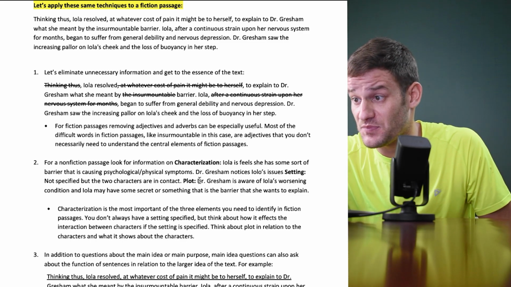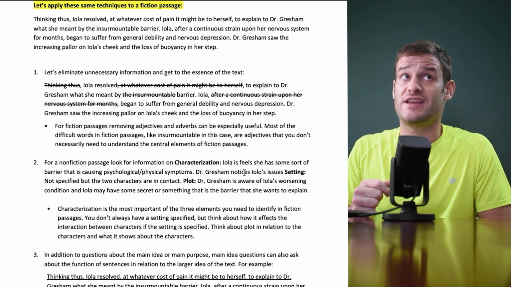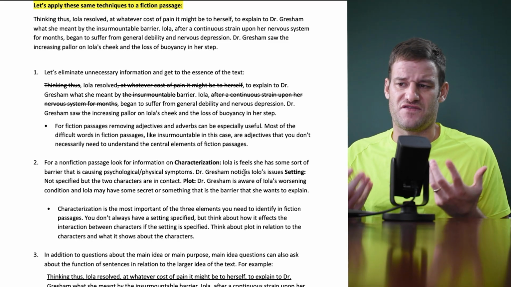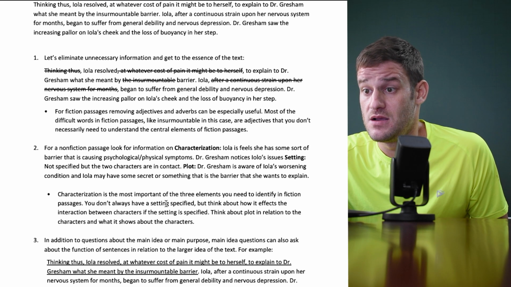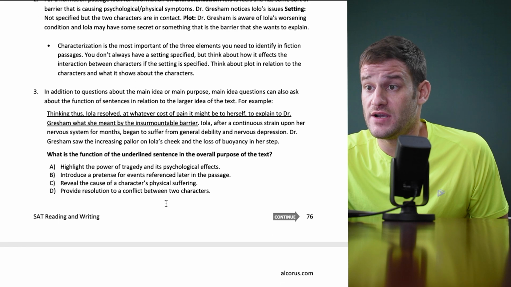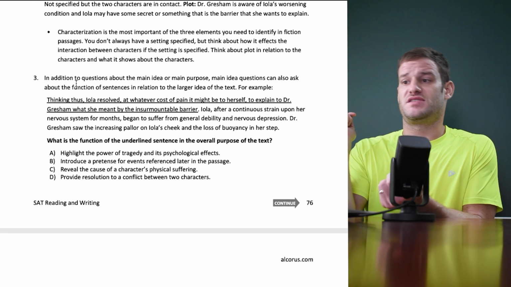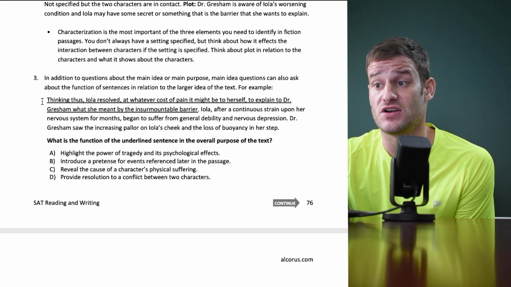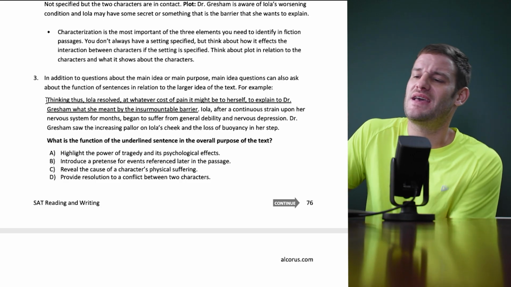Dr. Gresham basically is aware of something being wrong with Iola, and he sees a physical manifestation of whatever trouble she is having. Okay. Now, if we look at our question here, in addition to questions that reference just the main idea or the main purpose, sometimes it will ask about the function. And you might think, that's a different category type, but really it's a main idea in disguise.